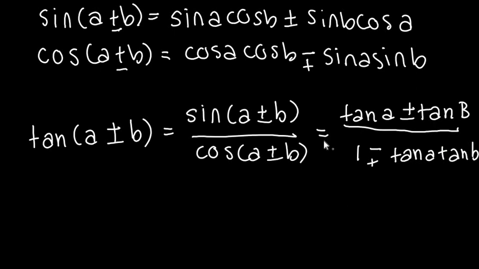So these are the three formulas for the sum and difference identities. Now we are going to head on to double angle formulas. Because we already know about sum and difference, we can just try these out pretty easily. So we're going to do sine of 2 theta.